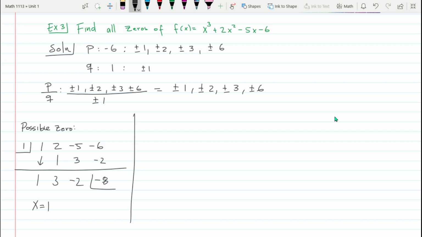We have to try another number. So another possible zero, we can do positive 2. So positive 2 as in like the value of x equals 2, seeing if it goes into the polynomial f of x, and we get a 0 as a remainder.